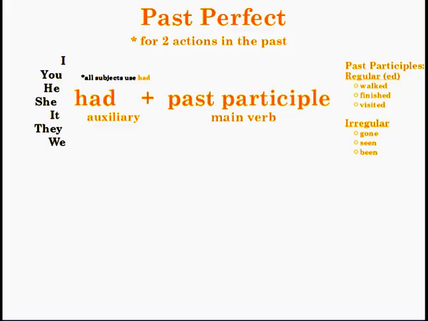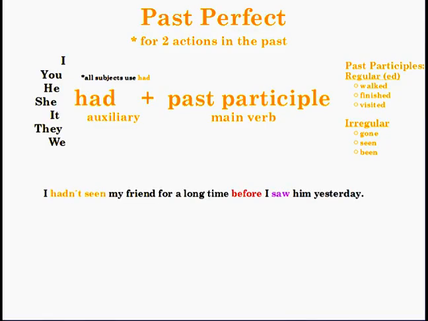So let's take a look at an example. For example, I hadn't seen my friend for a long time before I saw him yesterday. So, if I look at this sentence and I look at the past perfect here, I hadn't seen my friend for a long time before I saw him yesterday. Now, again, this is the first thing that happens, or in this context, the first thing that didn't happen. I hadn't seen my friend for a long time before I saw him yesterday. So, this is the second action. So remember, my simple past is the second thing that happens, and the past perfect is the first thing that happens.